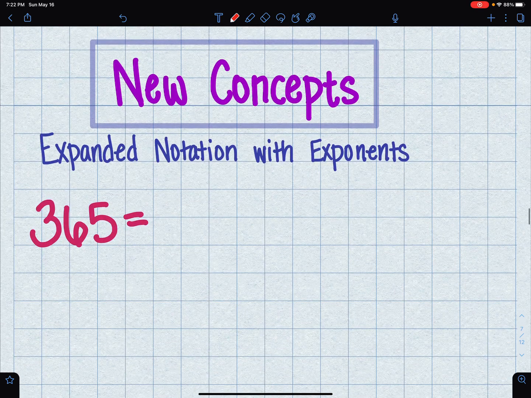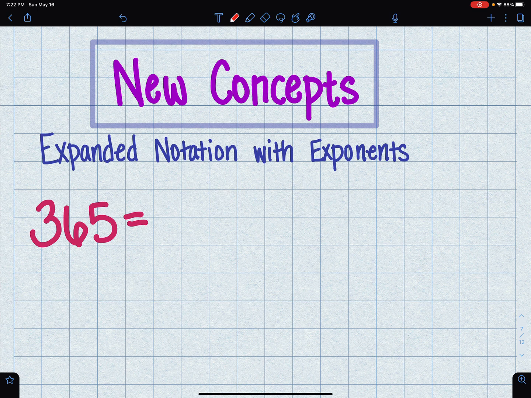All right, here we go. New concepts. We are going to go over expanded notation with exponents. Remember back to lesson 32, that was like 60 lessons ago. We started writing whole numbers in expanded notation.